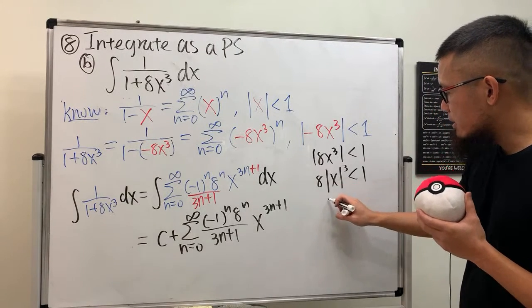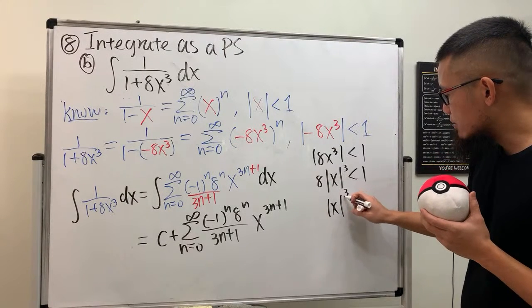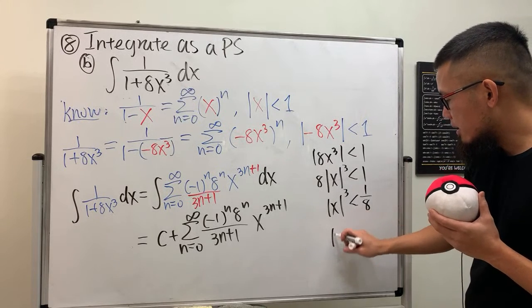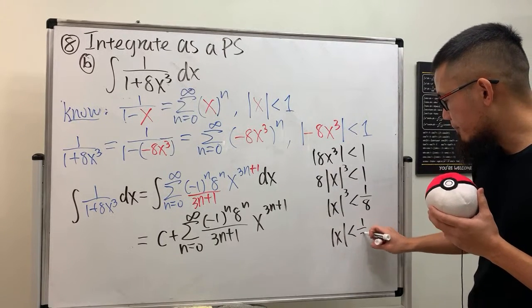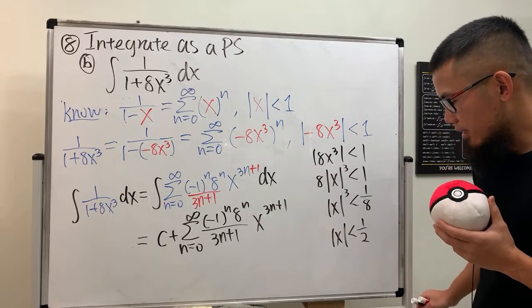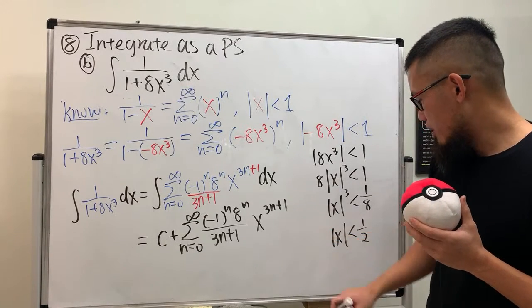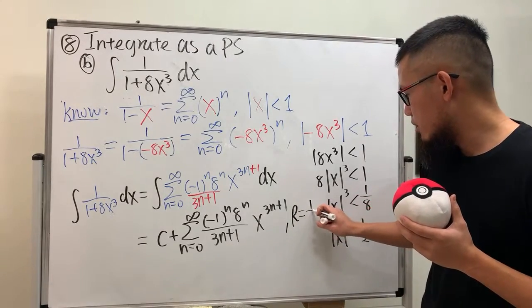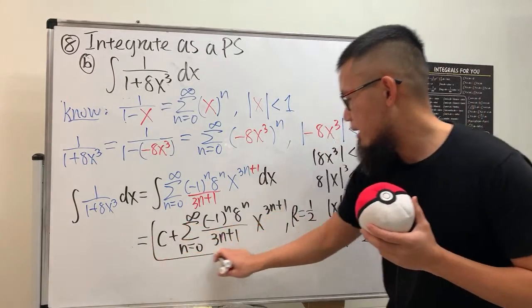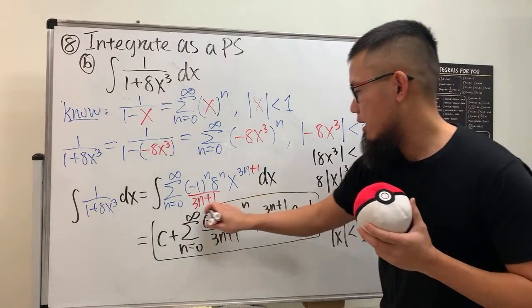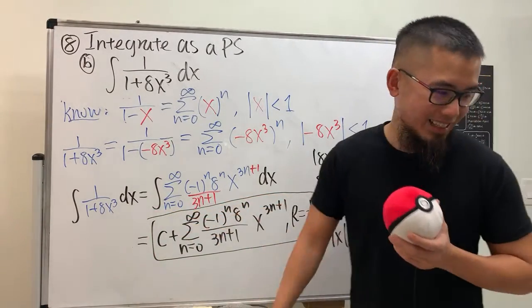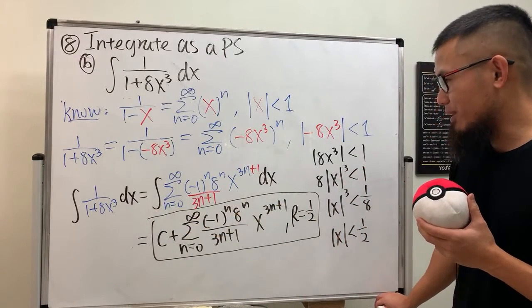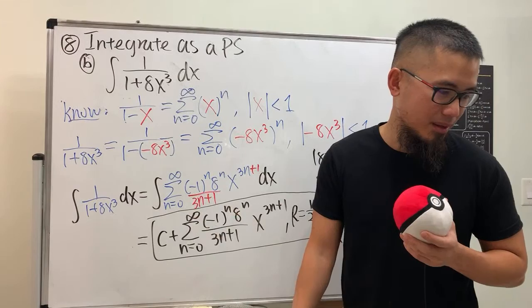Divide both sides by 8. The absolute value of x to the third power is less than 1 over 8, and the absolute value of x is less than 1/2. So with that, you know the radius of convergence is 1/2. Just like that. I actually forgot if I boxed the answer to the previous question or not, but hopefully that doesn't matter that much.